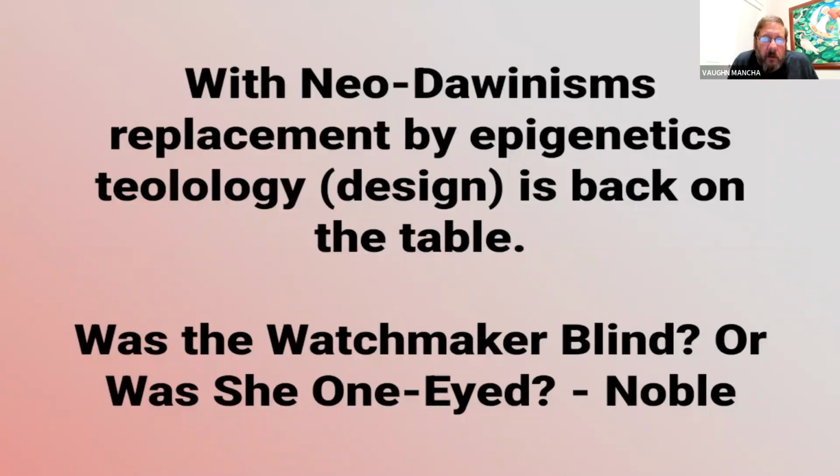This is a quote by Denis Noble. "With neo-Darwinism's replacement by epigenetics, teleology is back on the table." I mean, that's a remarkable quote from a guy that doesn't believe it. He's not a creationist. And this is in an article he wrote, "Was the watchmaker blind, or did she have one eye?" And that's a tongue-in-cheek poke at Richard Dawkins and his Blind Watchmaker book, you know, who says it's just DNA blindly. But Noble is pointing out that she's got one eye at least. So teleology is back on the table.